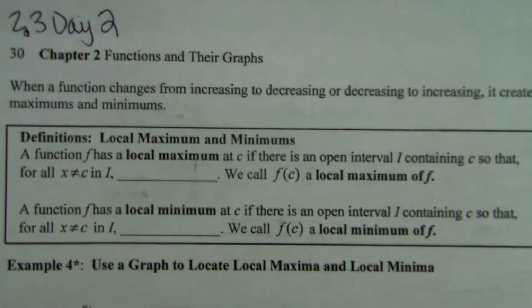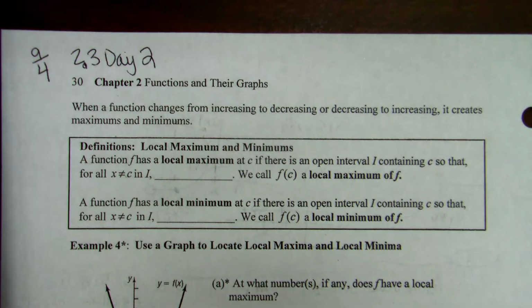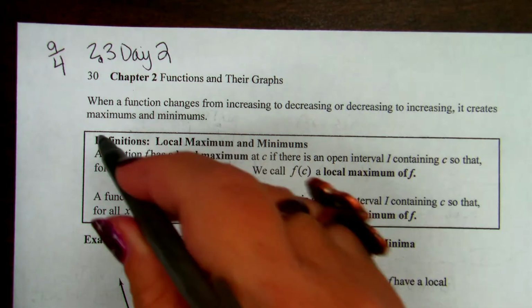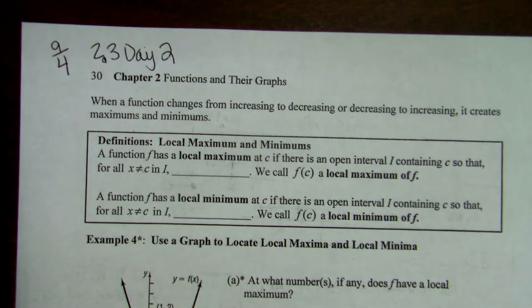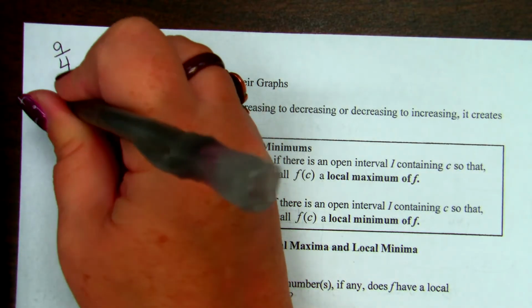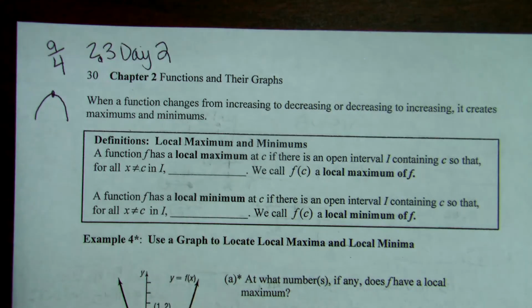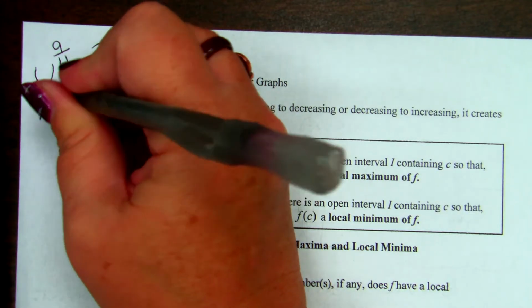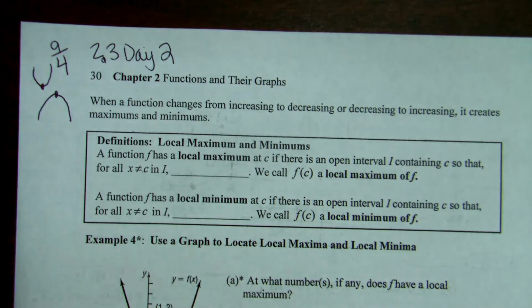So it says, when a function changes from increasing to decreasing or decreasing to increasing, it creates maximums and minimums. When it's increasing and then it starts decreasing, it makes a maximum. Or if it's decreasing and then it starts increasing, then it makes a minimum.